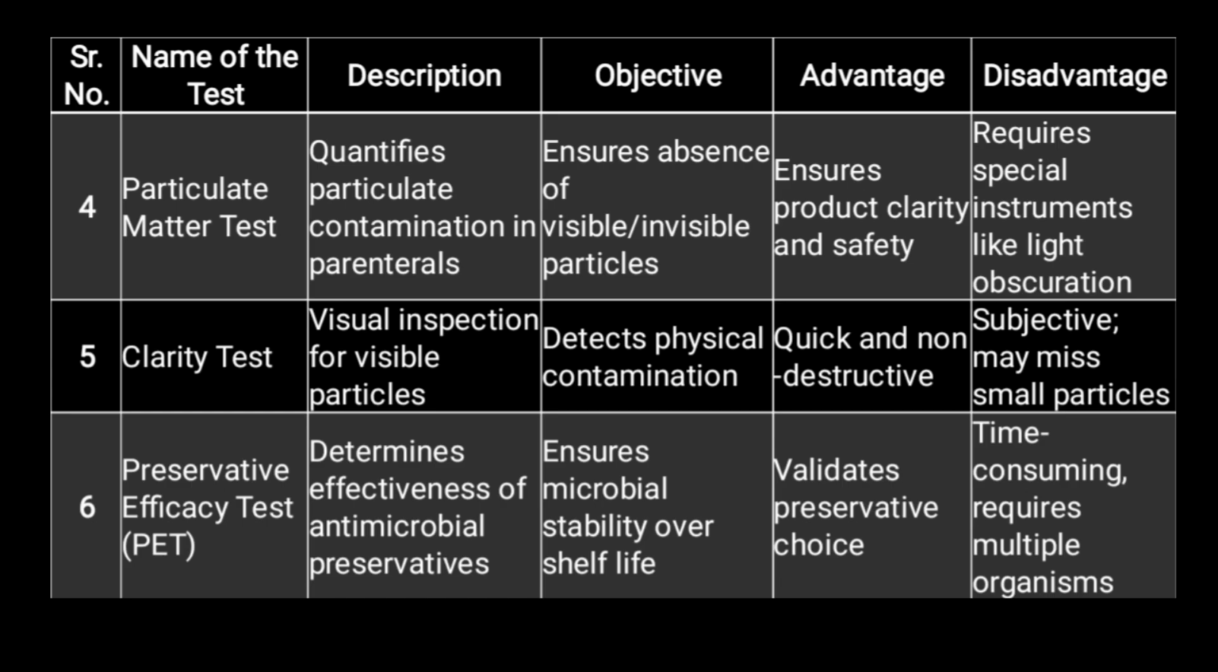Moving to the next test, that is the preservative efficacy test. So, this test is also known as PET test, and it is used to determine effectiveness of antimicrobial preservatives that are being used in the parenteral product. It ensures microbial stability over the shelf life of the product. The advantage for PET test is it validates the preservative choice. However, the disadvantage is it is time consuming and requires multiple organisms in order to perform this test.